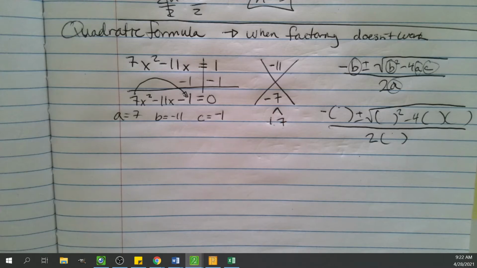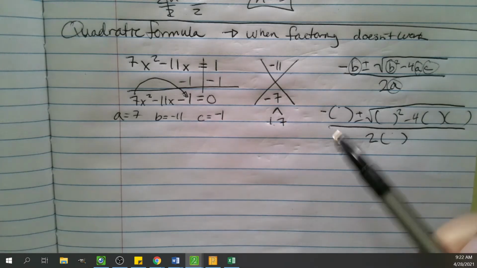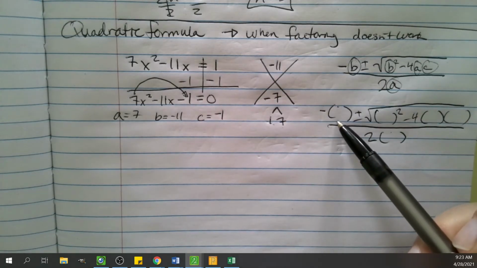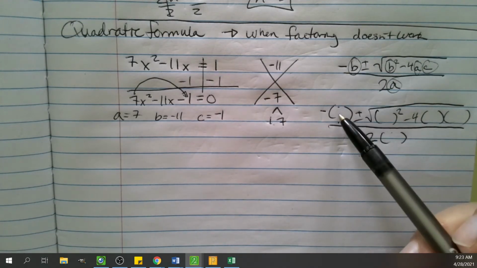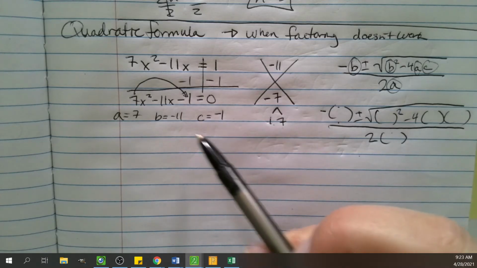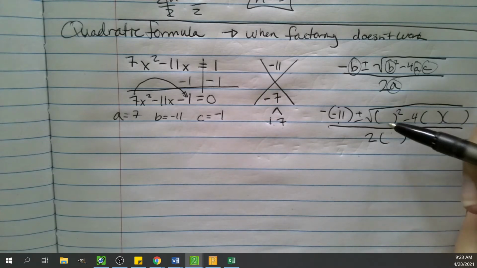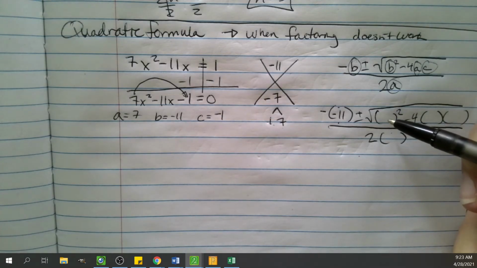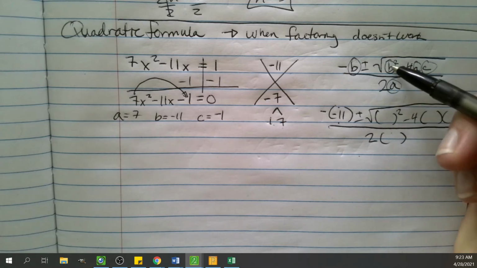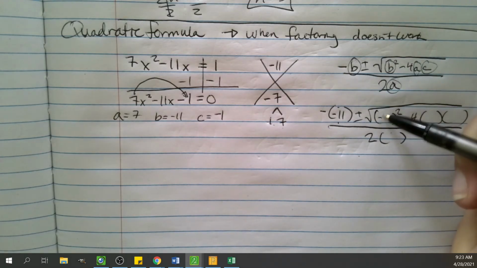Cavarian, help me out. What am I going to put here? What number? And B is? Yeah. What goes here? Pardon? B is -11.